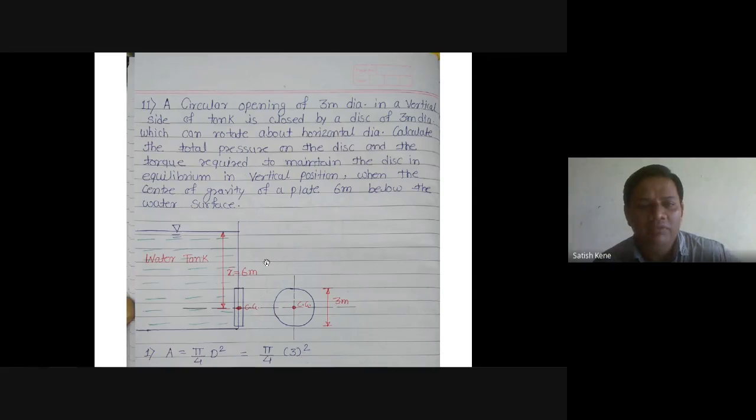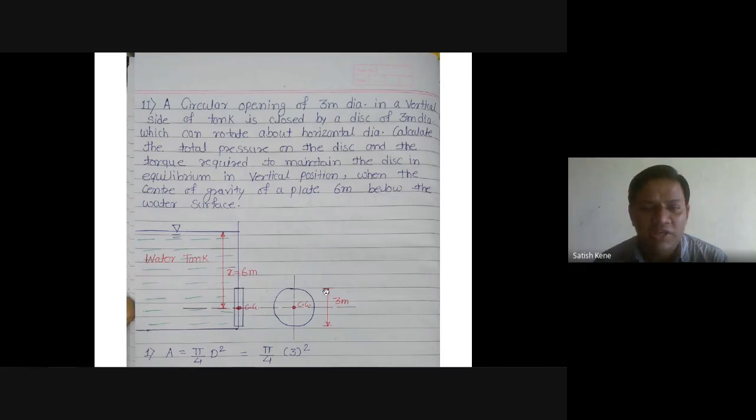Now again we all know the formula for total hydrostatic pressure force P. P is equal to gamma A x bar, that is, w A x bar. The total hydrostatic pressure force P depends on w, the weight density, which is given here for water, that is 9810. Now we have to calculate the area of the disc. P also depends on x bar, which is directly given, that is 6 meter.